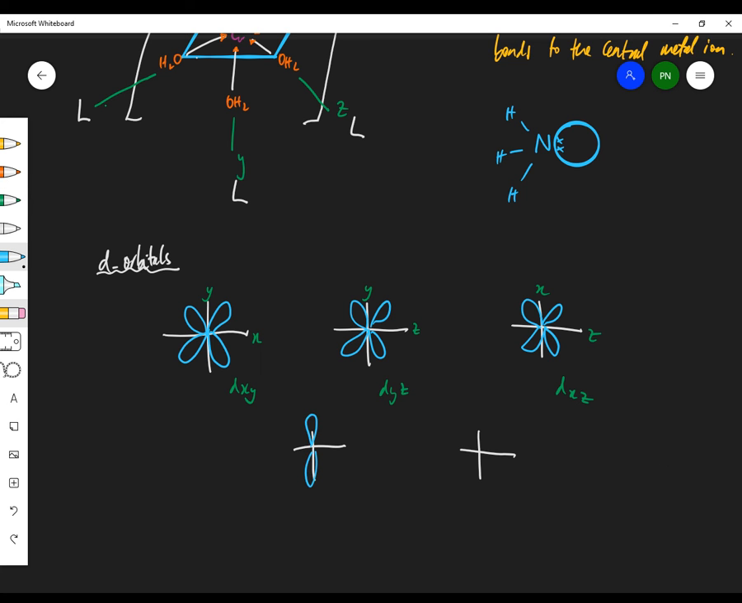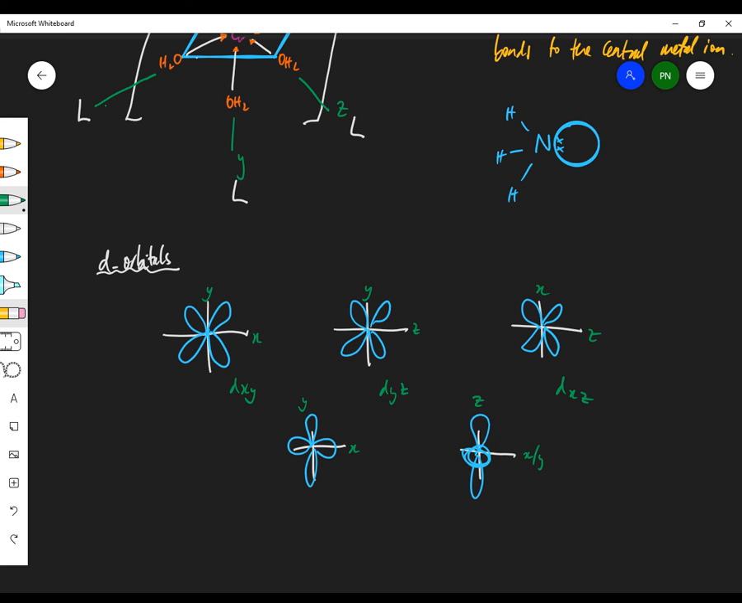They're on the axes, and this one's axes are the Y and the X. And the last one is on the Z, and it's got a donutty thing around the middle. So this one is the Z axis, and this one is either the X or the Y, it doesn't really matter. So you've got your 5 d orbitals there.